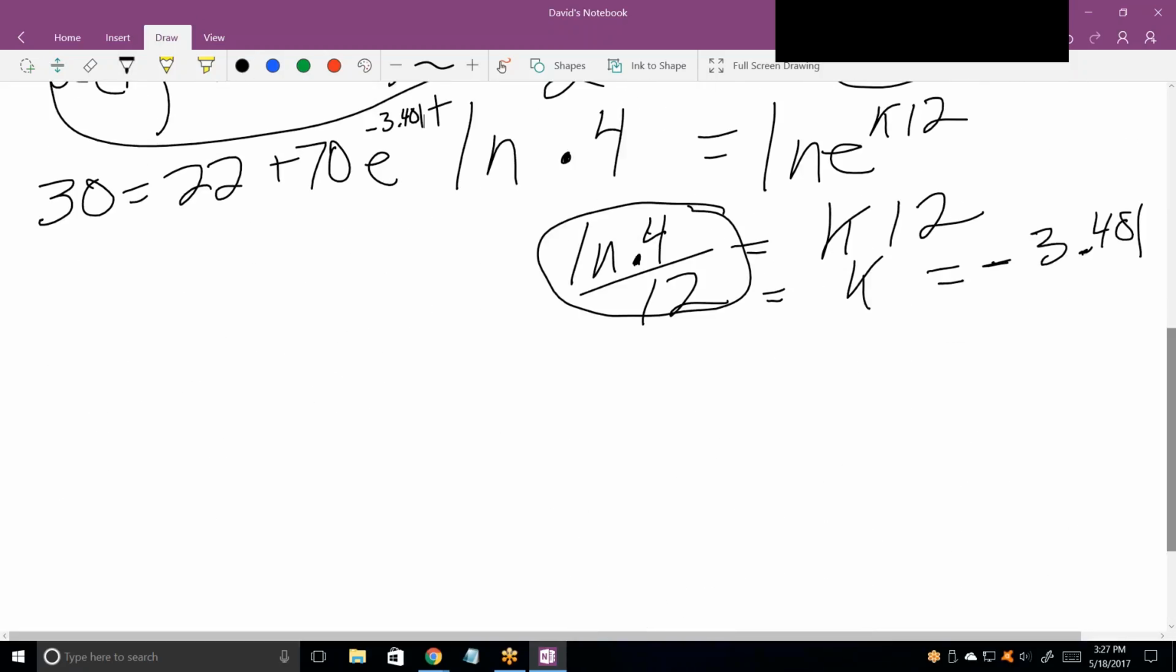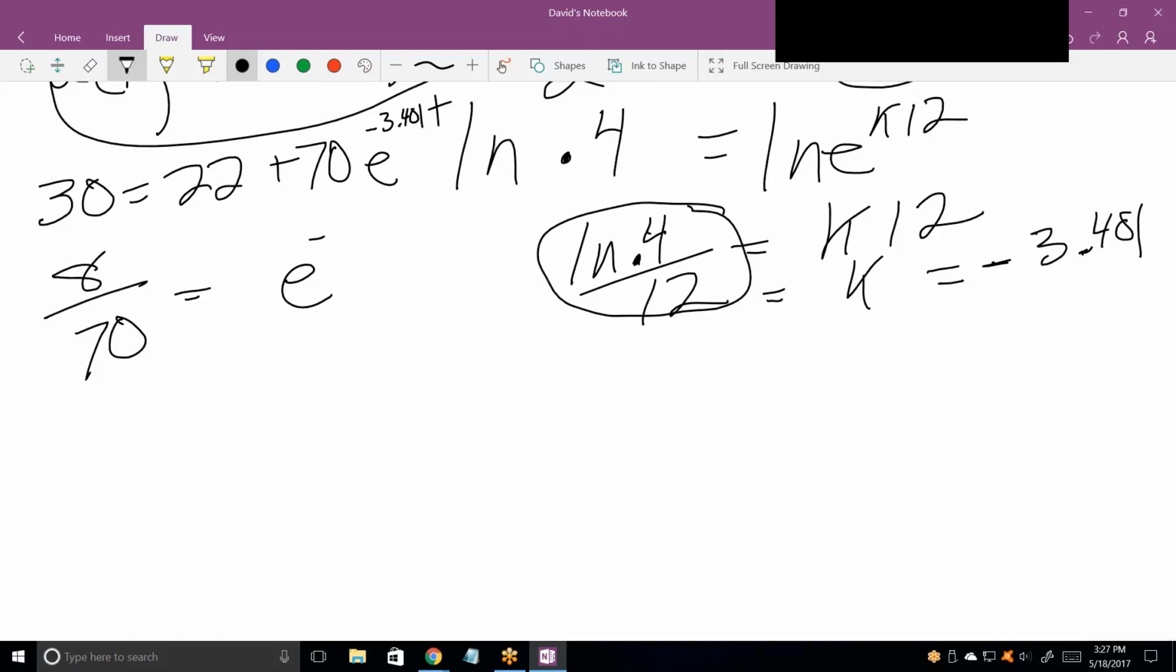So 8 divided by 70 equals 0.113. Wait, did you already do the natural log? Oh, yeah, okay. Sorry. In other words, the whole purpose of the first part of that problem was merely to solve for k. K is different for every law of cooling. This particular stuff that was cooling off has a k of negative 3.401. So we go back to the original equation and substitute negative 3.401 for k. Everything else stays the same.